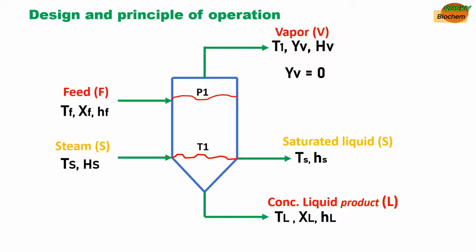And then lastly, let's consider the concentrated liquid product that is exiting through the bottom chamber. It has its own temperature TL, and this temperature TL is the same as T1, that is the temperature inside the chamber. So let's always keep in mind that the temperature of the vapor exiting through the top is the same as the temperature of the concentrated liquid exiting through the bottom, and this is the same as the temperature inside the chamber itself. And now we have XL representing the percentage of solids present in the liquid product, and then HL representing the enthalpy, or the total heat content, of the concentrated liquid product.